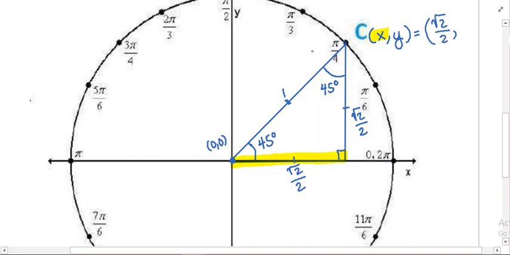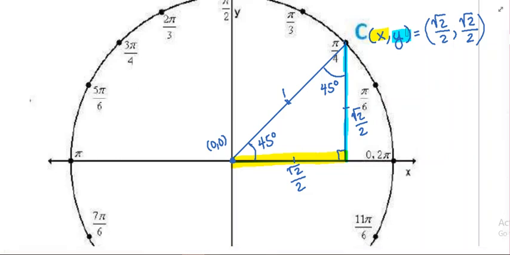Once you get right here, you have to travel up this vertical distance, and then you reach the point. This blue distance represents the y coordinate. That distance is also the square root of 2 over 2, and it's positive because we're in the first quadrant. So there are your coordinates for point C. At pi over 4, which is 45 degrees, those are the coordinates on the unit circle.